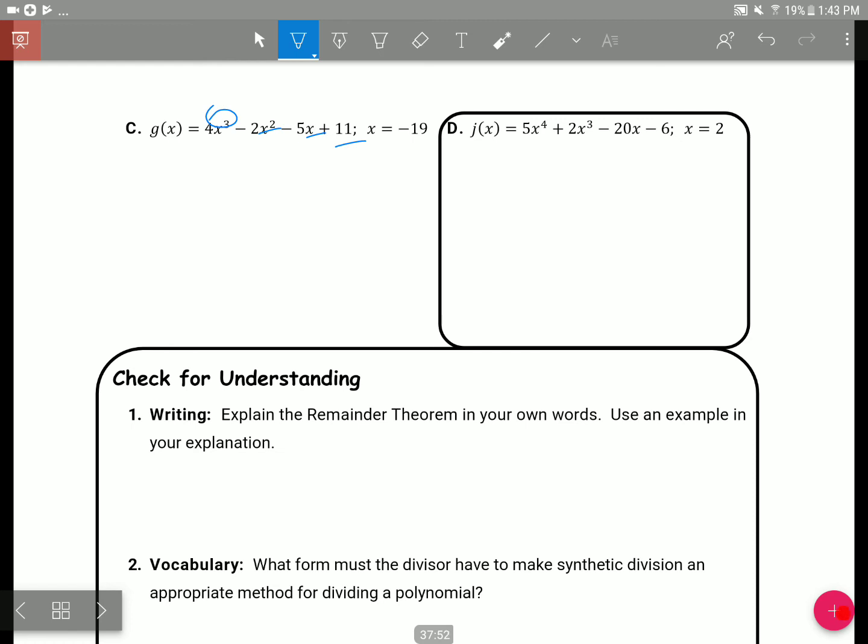I say yes. All right, letter D. Do you need to add a 0? Yes. Which one do you need the 0 for? The x squared. Good. We've got an x to the 4th, an x to the 3rd, and an x, but we're missing that 0x squared right there. So when we set it up, it's 2, 5, 2, 0, negative 20, negative 6, and go from there. Cool?